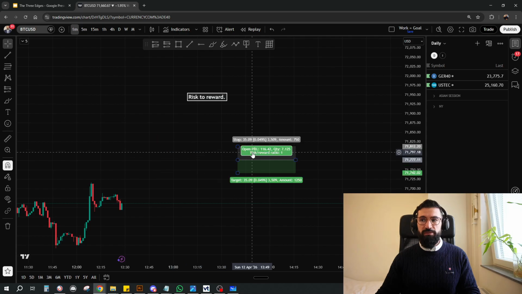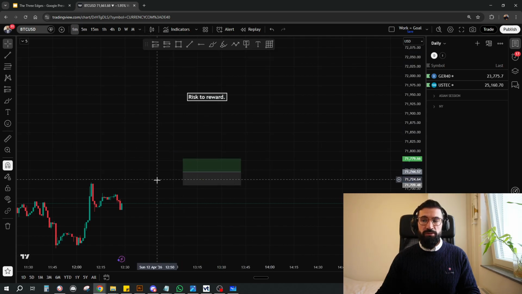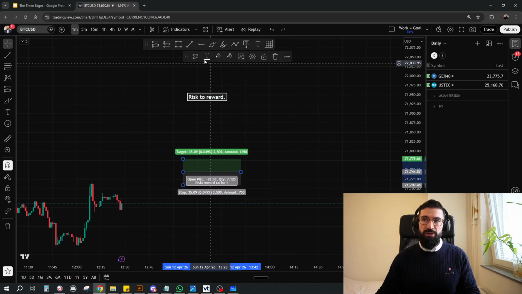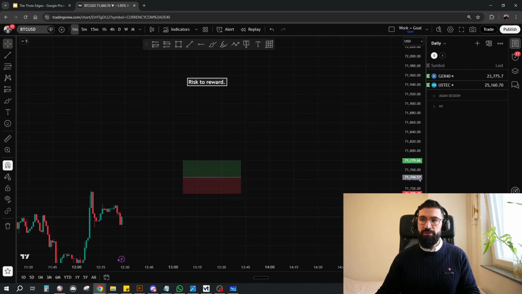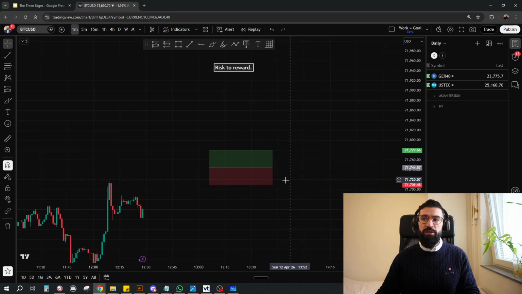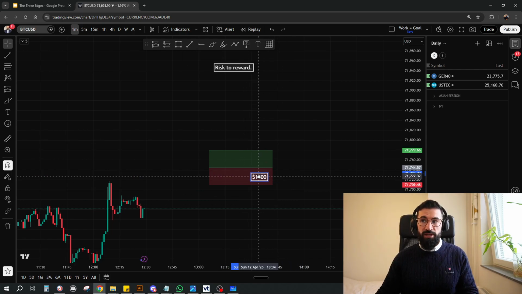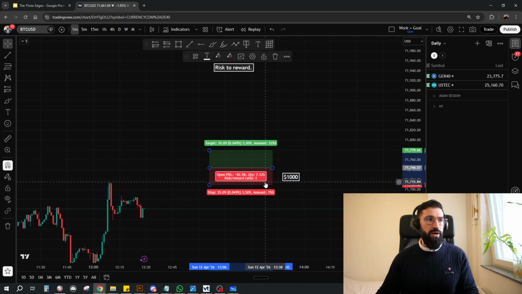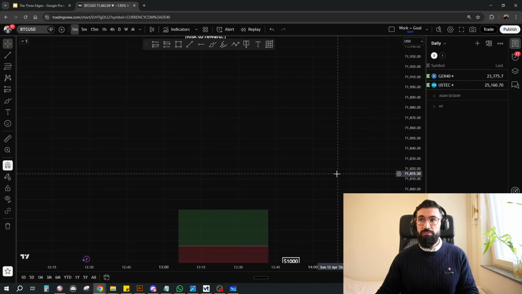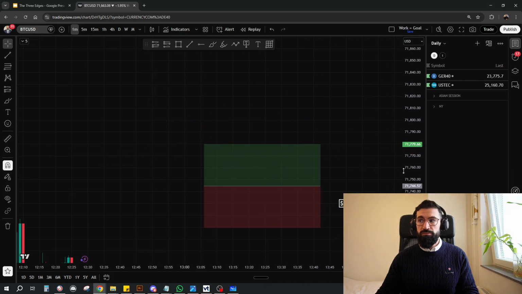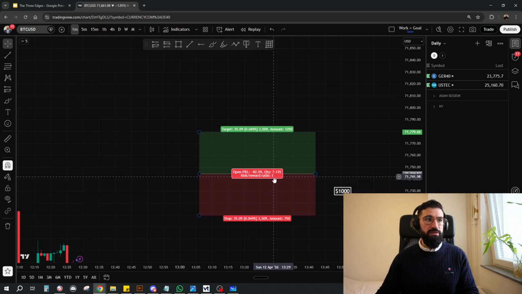Let me just choose one of them. In this long position right here, you can see that this area is usually red. Usually in this red area is what we are risking, right? So let's say I'm risking $1,000, and this is the amount that I'm risking right here. If I hover my mouse over it, you can see that it tells me there's a 1 right here, and this is where it says the risk reward ratio.